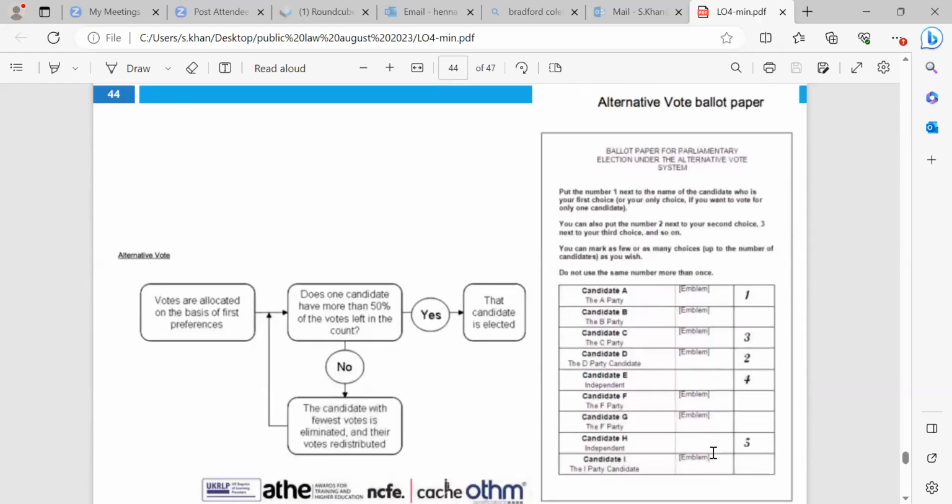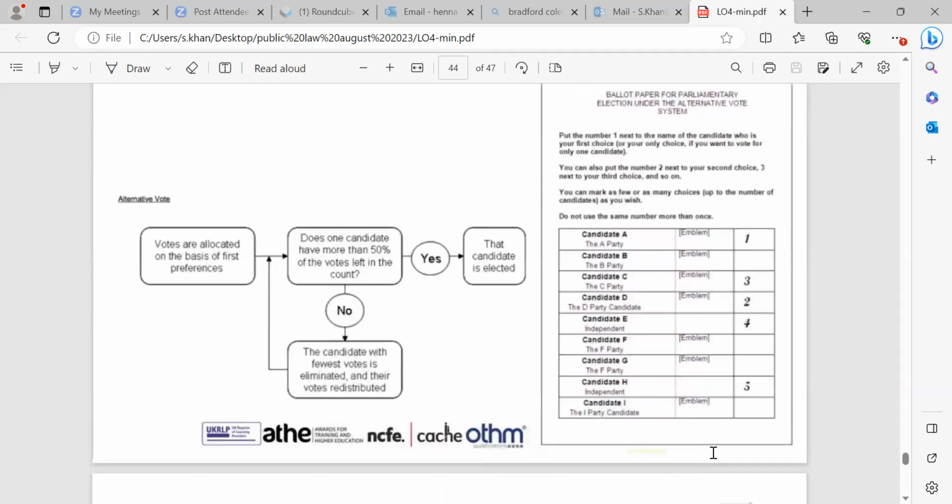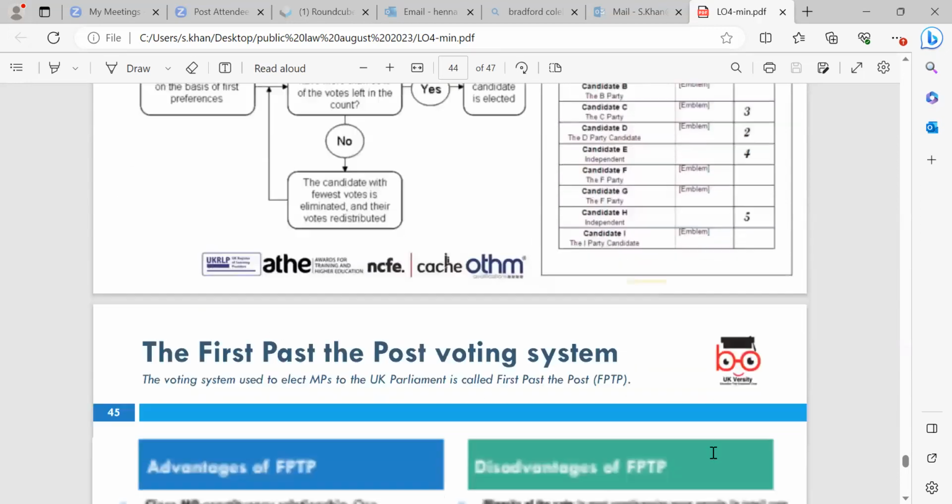So this is an example of an alternative vote ballot paper in regards to the alternative vote system. Votes are allocated on the basis of first preference. Does one candidate have more than 50% of the votes left in the count? If they do, the candidate is elected. If they don't, then the candidate with the fewest votes is eliminated and the votes are redistributed.